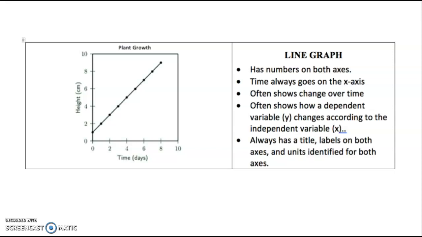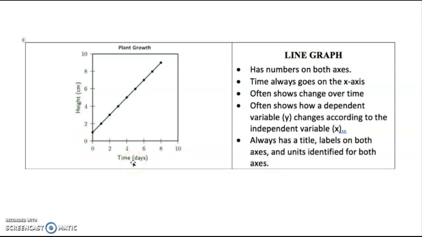Let's start with line graphs. So a line graph has numbers on both axes. The axes refer to the horizontal line down here, that's the x-axis, and the y-axis is the vertical line going up. So every line graph has an x-axis and a y-axis, and a line graph is always going to have numbers on those axes. Time is often one of the variables used in a line graph, and if it is time, it's always going to go on the x-axis. Time never goes on the y-axis.